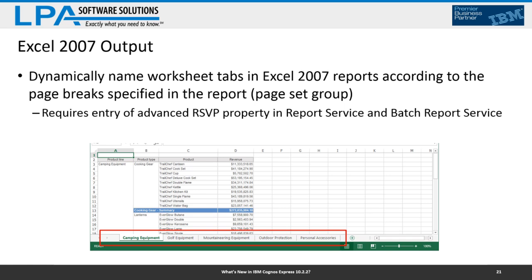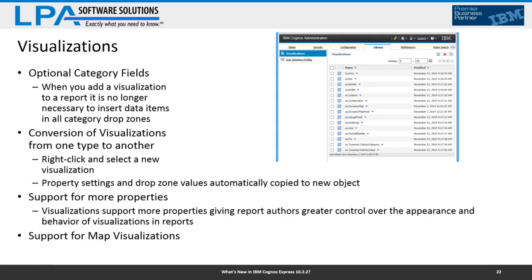However, with this release, you can enter a new property into the advanced component of the administration screen. And when you do so, for Excel 2007 output, you can tell it when there's a page set, name the pages based on the values that you're using for the page breaks, which will now auto-label as shown in the screen there. In my little case here, when I said page set on product line, it's now auto-labeling each of the tabs with the values of the product lines from my database. So that's a new Excel change.